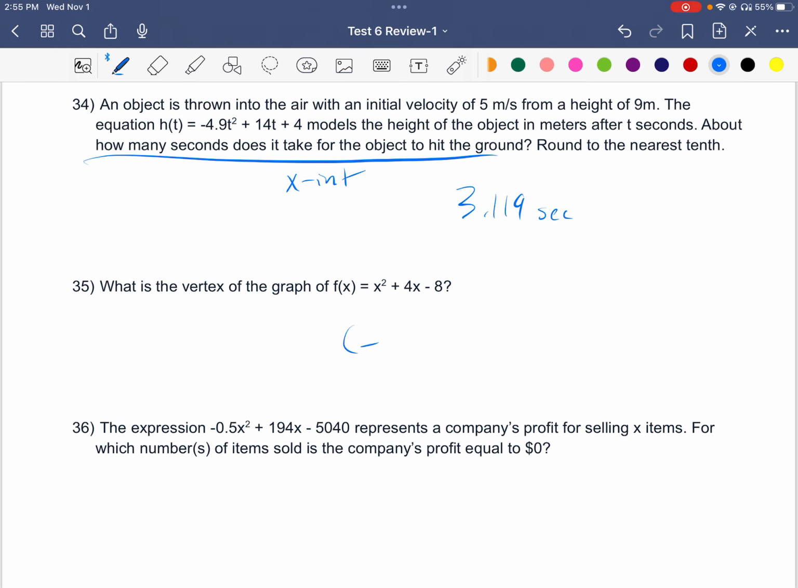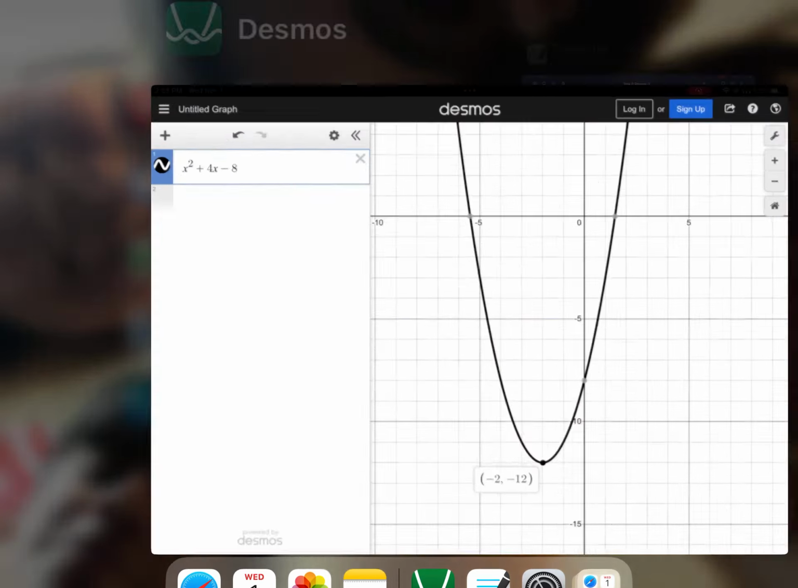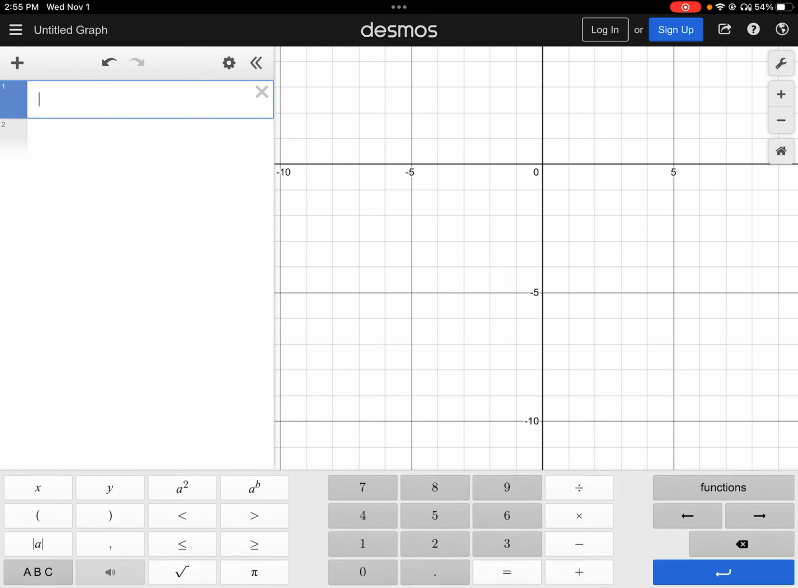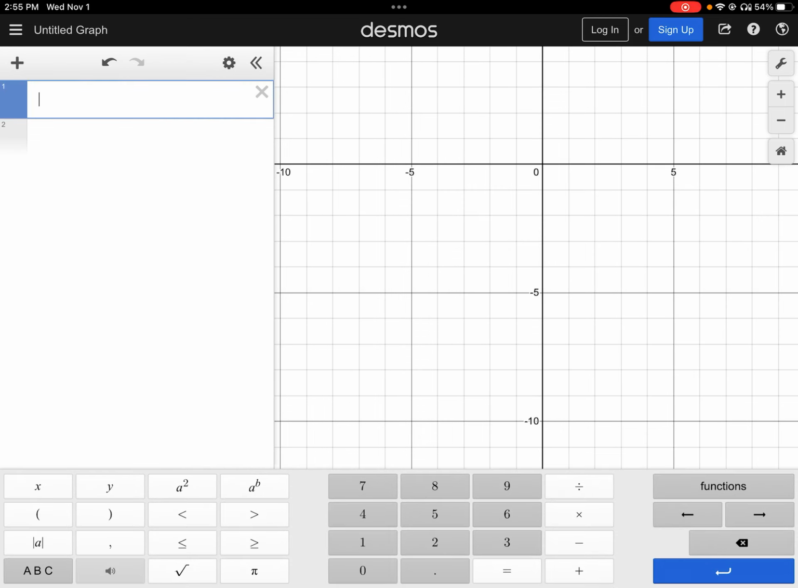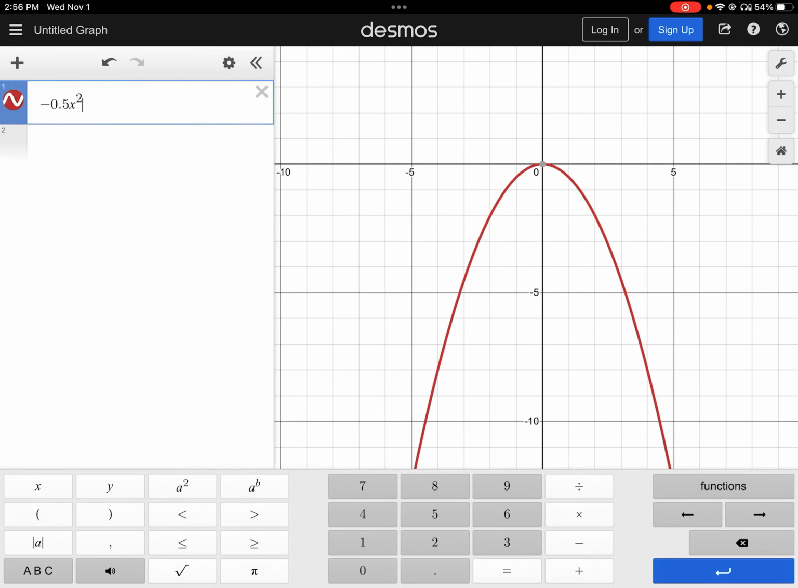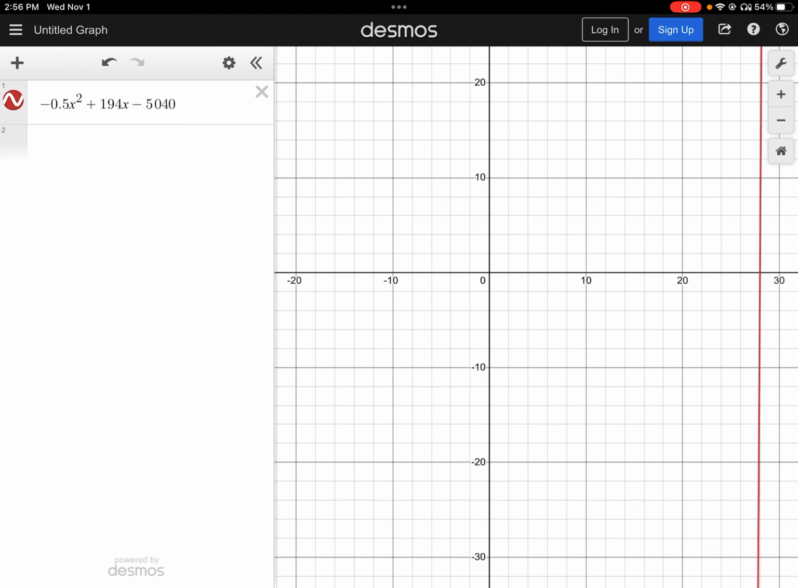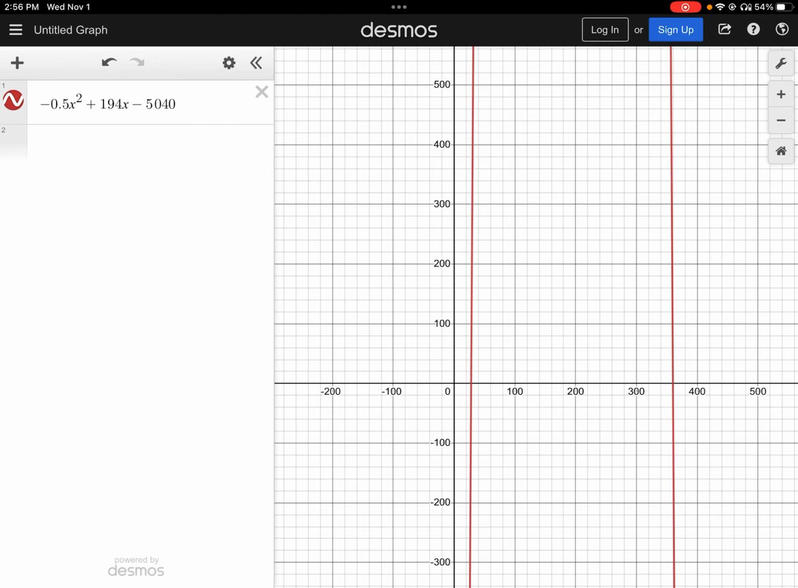Last one, the expression right there represents a company's profit for selling x items. For which number or numbers of items sold is the company's profit equal to 0? This is just like questions you would see on Delta Math. Again, I'm going to type this into Desmos. Plus 194x minus 5040. All right, so it wants to know when the company's profit would be equal to 0.